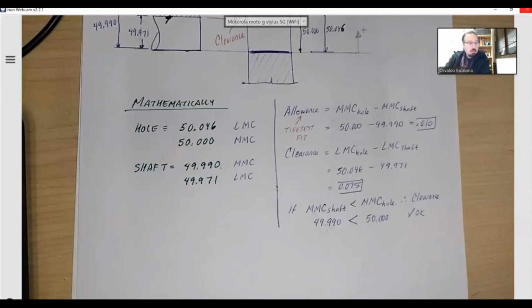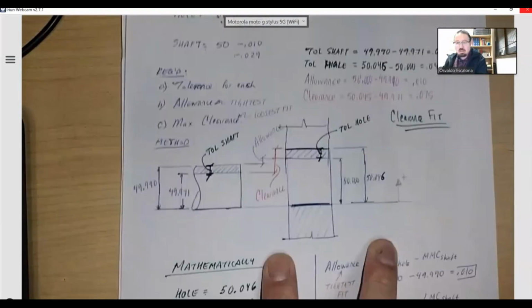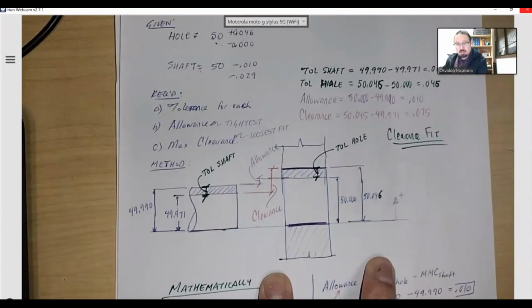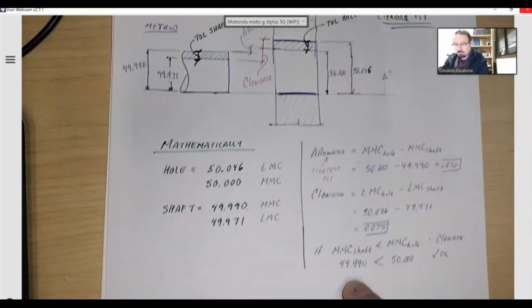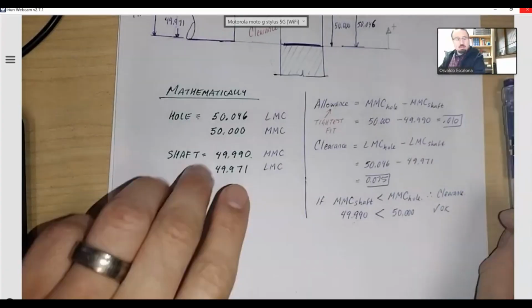Now you need to be aware of how to do this analysis that I just did, either mathematically or by hand. Both of them you should be able to do. Okay, let's give it another shot. Let's do another one.